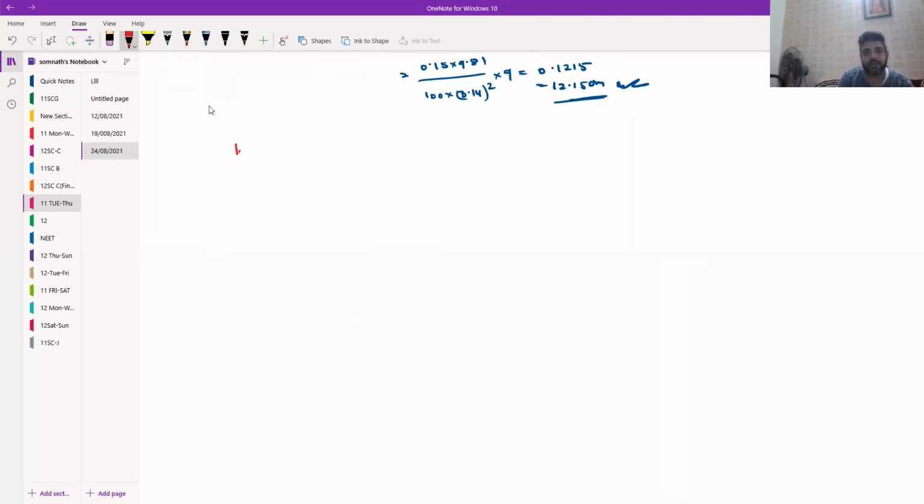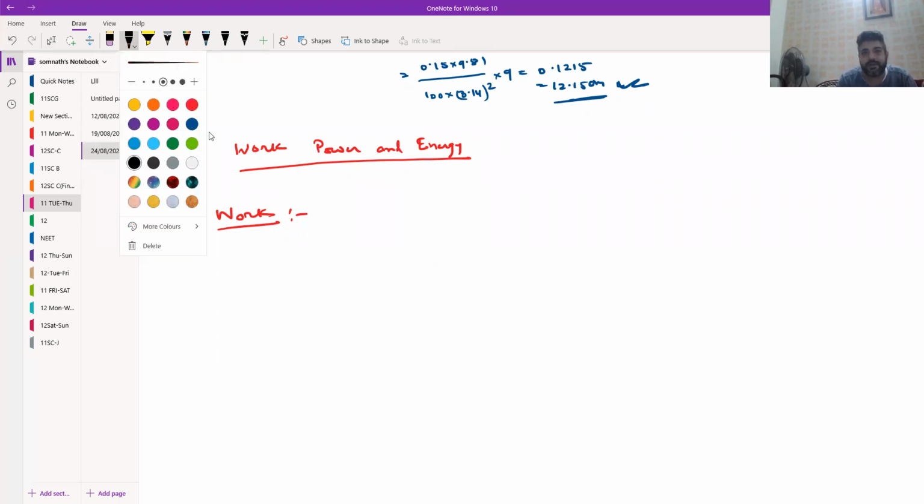Work, power and energy. So first we define work. How do you define work? Work is said to be done whenever a force acts on a body and the body moves through a distance in the direction of the force. In the direction of the force.